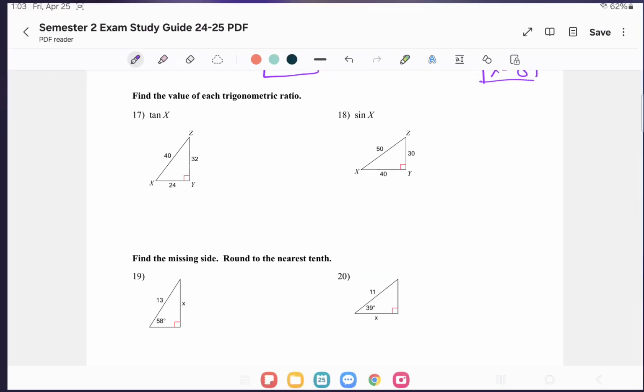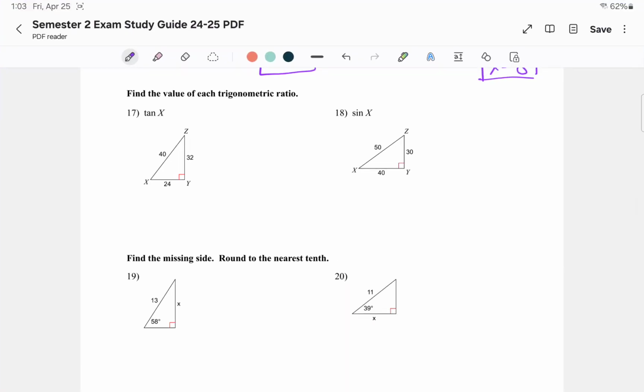So let's go back to question 17. Find the value of the trigonometric ratio. First let's label. Across is the hypotenuse. This is tangent of x, so across from that is the opposite, and next to it is adjacent. What I would do is write SOHCAHTOA right at the top of your scratch paper.